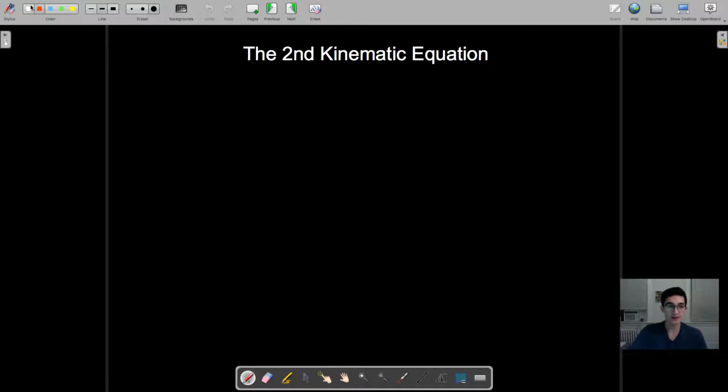All right, and the second one is going to start from a similar place, except we're going to be working with acceleration to begin with this time. Okay, acceleration we know to be change in velocity over time. So again, I'm going to multiply both sides of the equation by time to get change in velocity is equal to acceleration times time. Okay, same first step as we took last time.